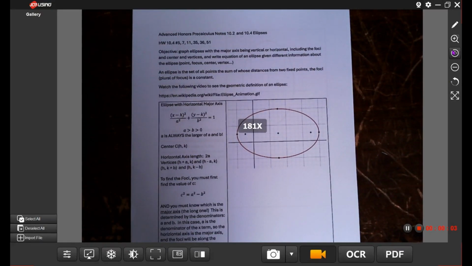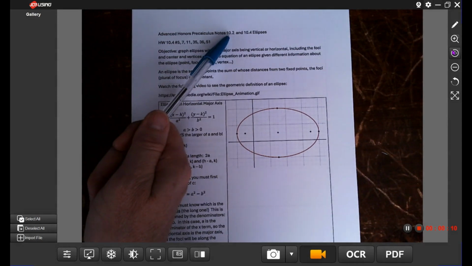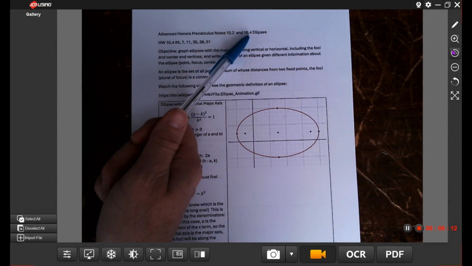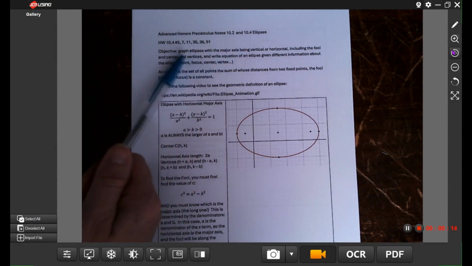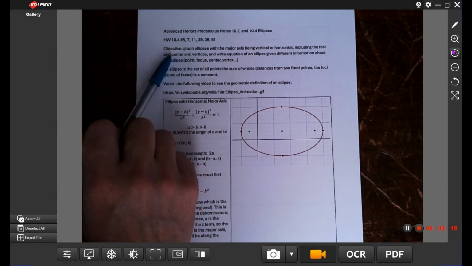So the next section that we're working on here is ellipses. 10.2 is the simple ellipses, and in 10.4 we have more complicated ellipses. This is the homework. So let's talk about what we're doing today.